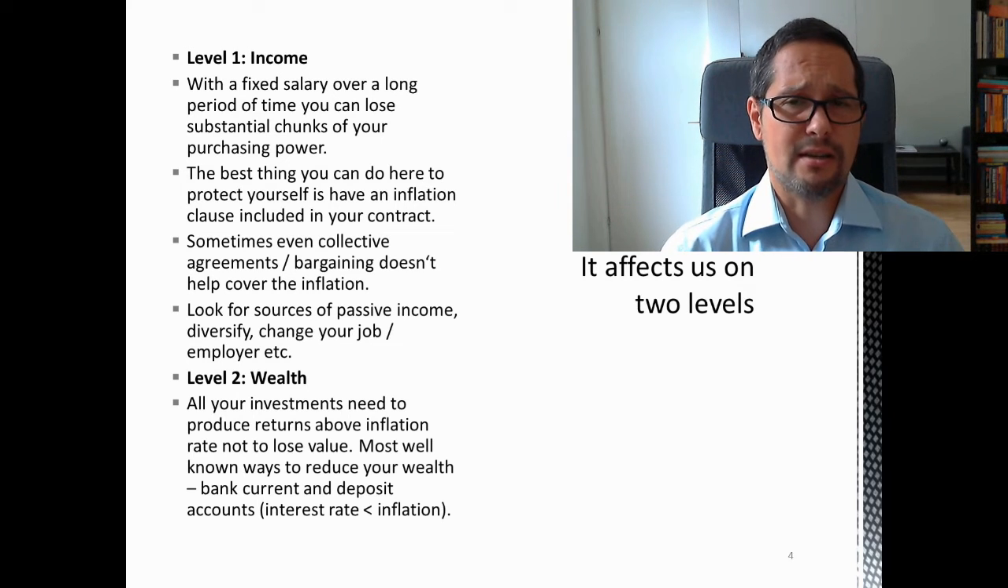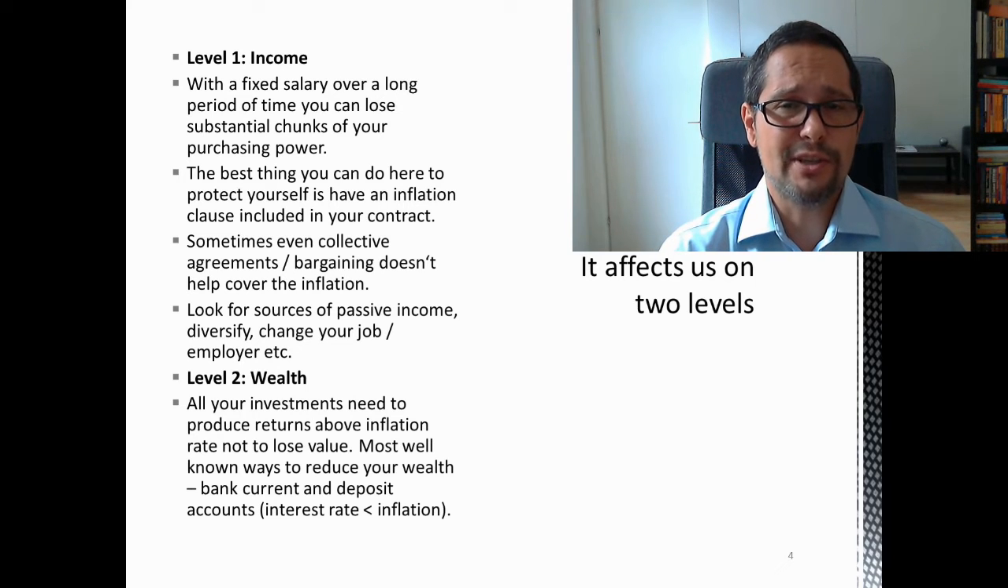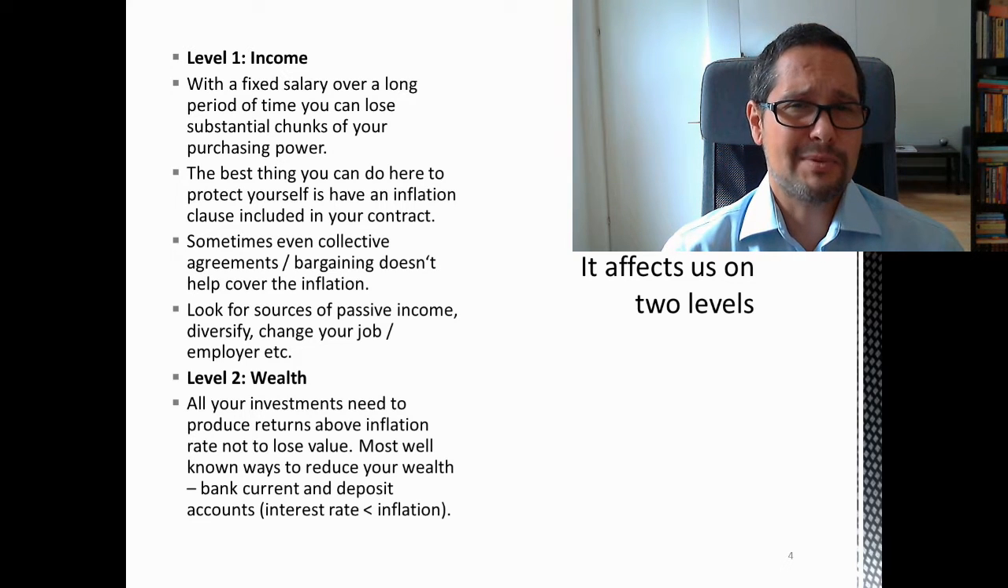So how is it? Because I said that there are these two layers or two levels, from my point of view, and ways through which inflation is affecting everybody. So the first one is the income, so your flux of money. If you get a fixed salary, and this is also known to happen in the developed economies, especially in Central Europe and so on and so forth, you get a fixed salary and you lose substantial chunks of your purchasing power if the salary is never indexed with this inflation rate. The best situation through which you can protect yourself is to have an inflation indexation clause in your contract.